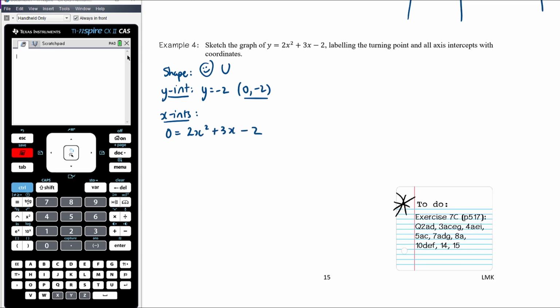Okay, so we want to see if we can factorise this. Remember, non-monic quadratic, so anything other than 1x squared, we have a more complicated process. 2 times negative 2 is negative 4. Factors of negative 4 that add up to positive 3 are positive 4 and negative 1.